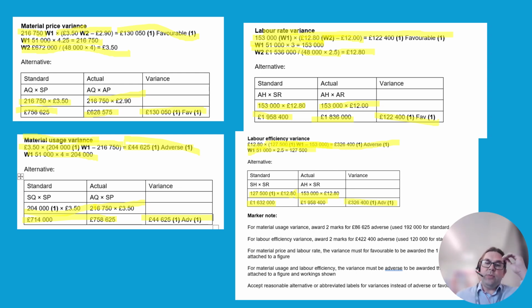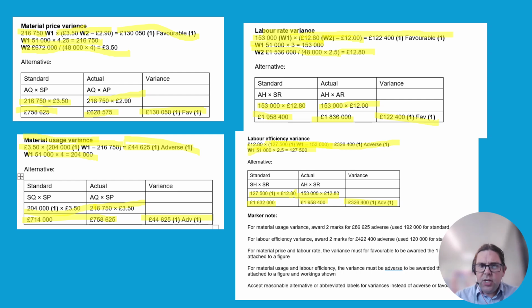Again, what you could have done is you could have gone, should have worked 2.5 hours, but we did not, and work out the difference in the hours per unit, and then multiply that by the units and still get to the 326,400 once you multiply it by the standard rate. A little bit faffier, but you might prefer that.